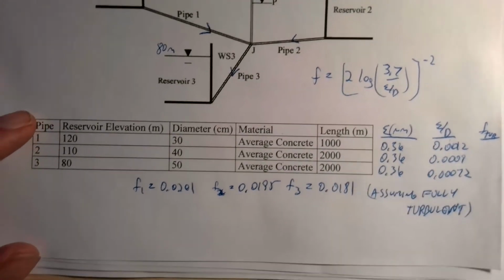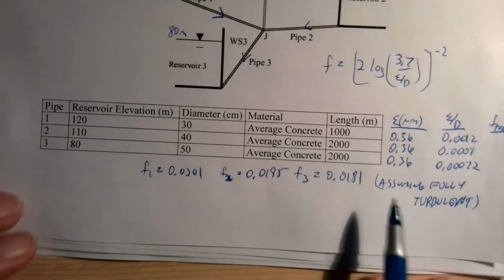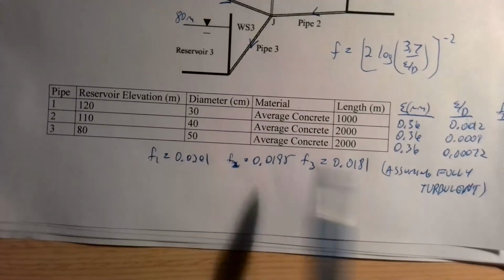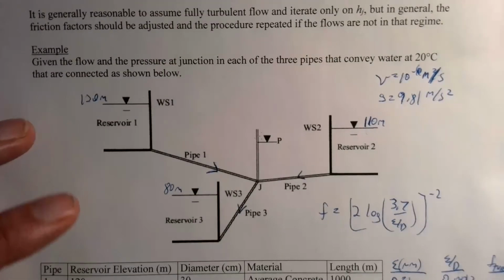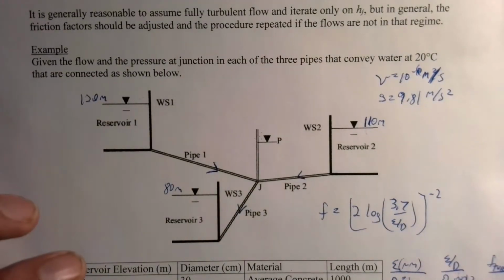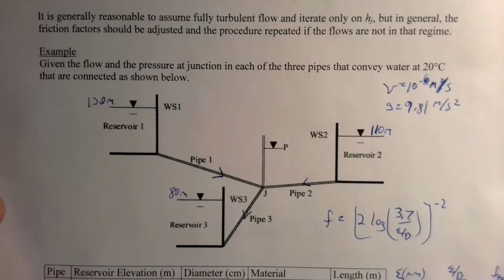Okay, conditions. I could have written them there if I'd left a little more room, but it doesn't really matter. So now I've got a guess for F1, F2, and F3, again assuming fully turbulent. When we finish this problem, we really have to go back to the beginning and redo it all if it turns out that any of those pipes isn't in the fully turbulent regime.